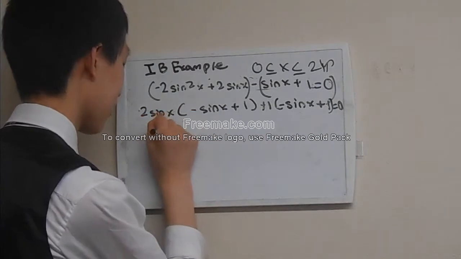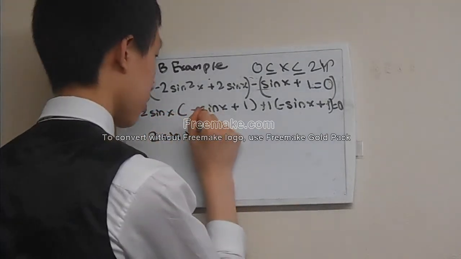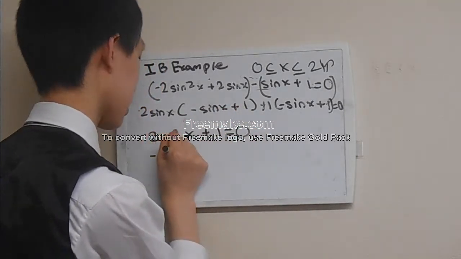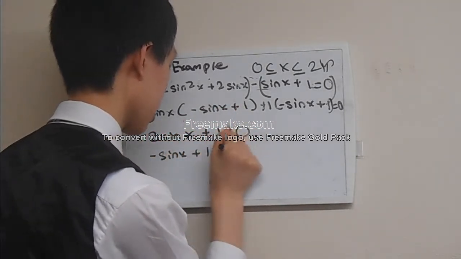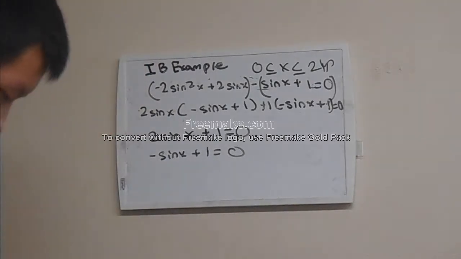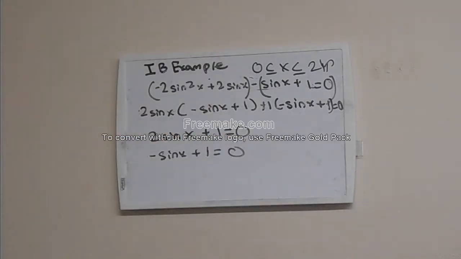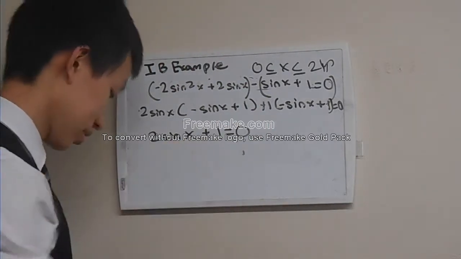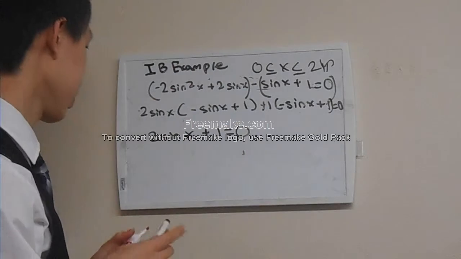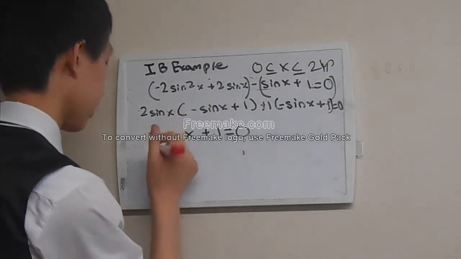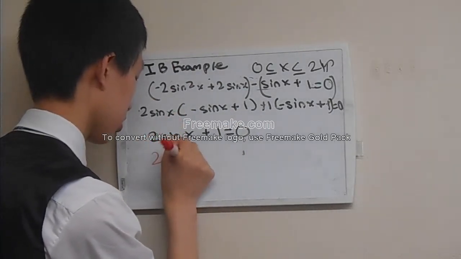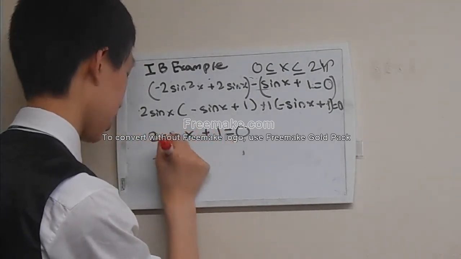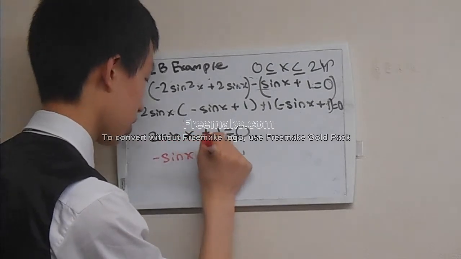So now we have 2 sine of x plus 1 equals 0, and negative sine of x plus 1 equals 0. Let's use a different marker for this one, just to make this stylish. Now we have 2 sine of x. Oops, wrong one. Negative sine of x plus 1.